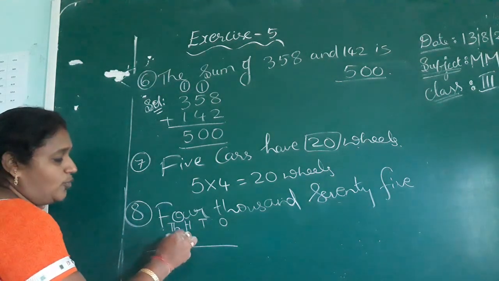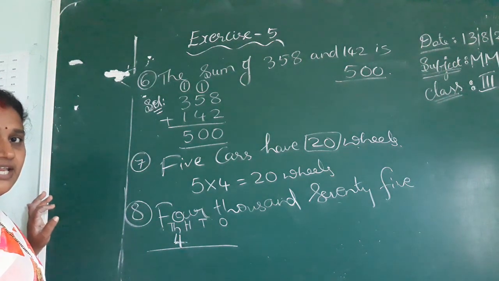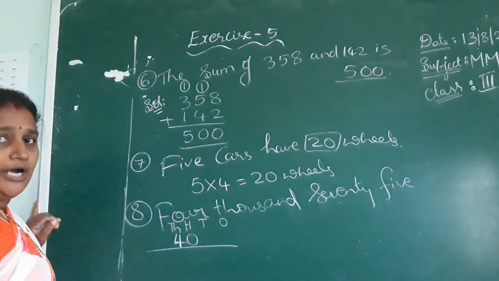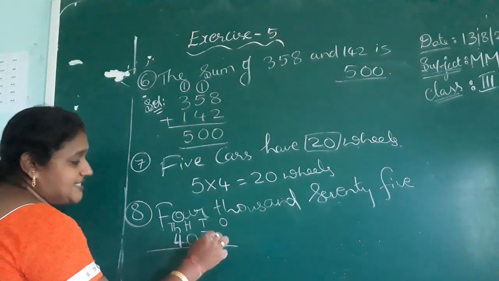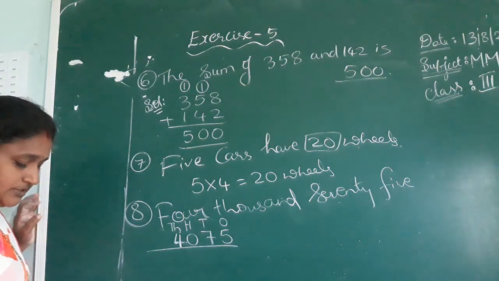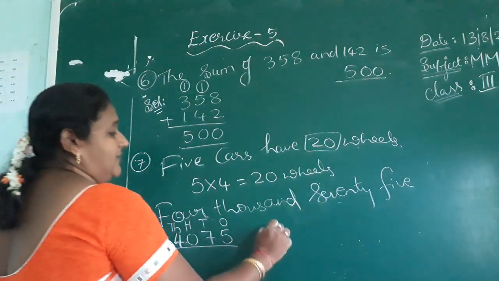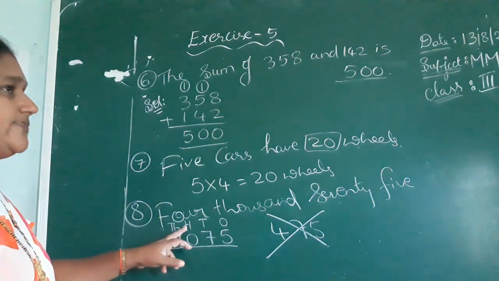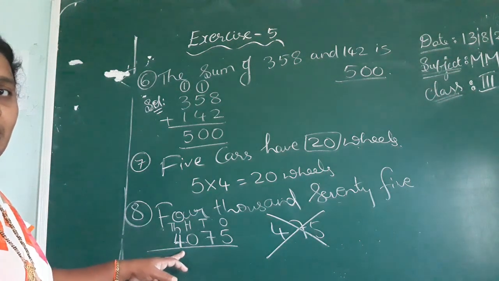How many thousands? 4 thousands. Was any hundreds given? No, not given, so in that place you have to put 0. Next, how many? 75, 7 tens and 5 ones. If you write directly like this, it's wrong. First you have to write the place values. Then you will find that the hundreds place was not given, so you have to put 0.